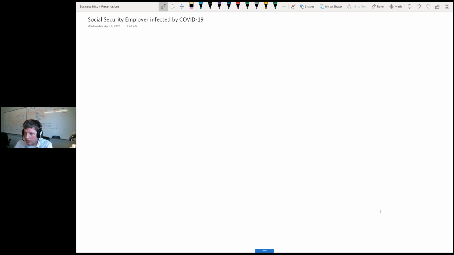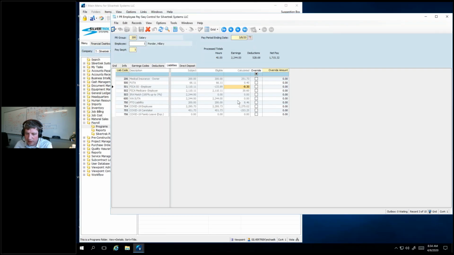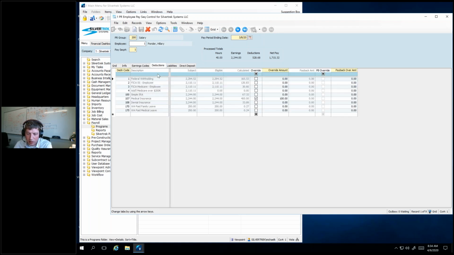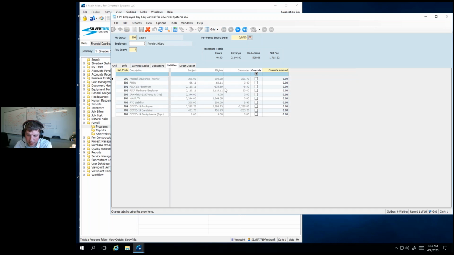The specific issue that we're facing here, if you guys can see my screen, I pulled it up inside of Vista. Sometimes when you have somebody with an earnings code of COVID employee, COVID caretaker, etc., and you have people who are working only there that also have a medical insurance deduction, their liability for the FICA Social Security, here in my case liability code 501, will show up as an eligible amount of negative and a calculated amount of negative. This is odd for two reasons.